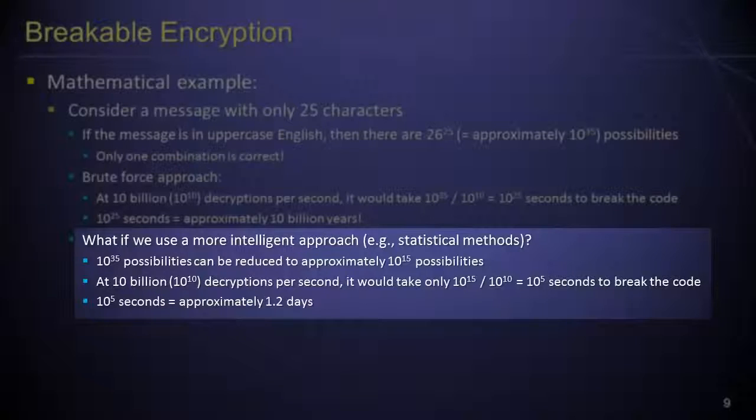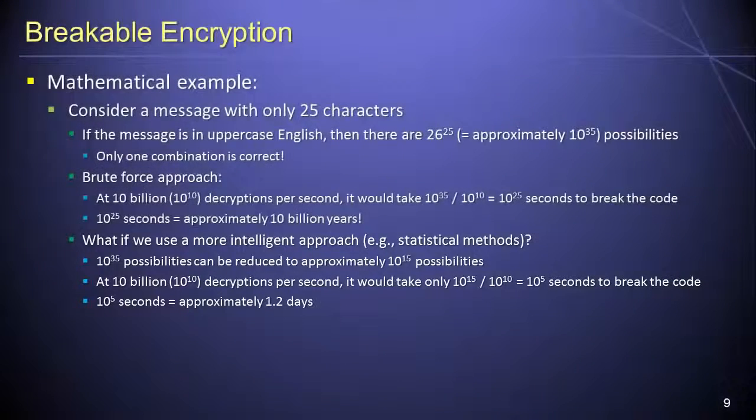Well, if we were to adopt such an approach, we could reduce the number of possibilities from 10 to the 35th power to approximately 10 to the 15th power. At 10 billion decryptions per second, it would take only 10 to the 5th seconds to check every possibility. Note that 10 to the 5th power seconds is equal to approximately 1.2 days, which of course is a much more appealing length of time than the 10 billion years that would be required by the brute force method.